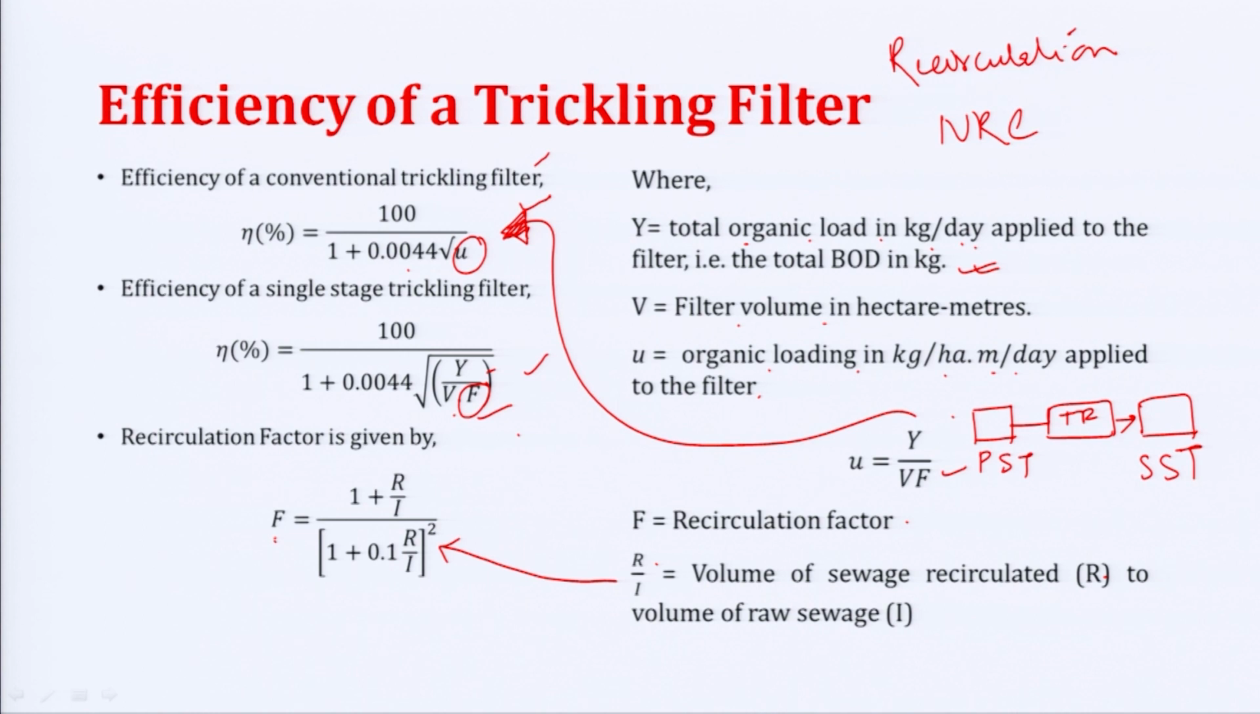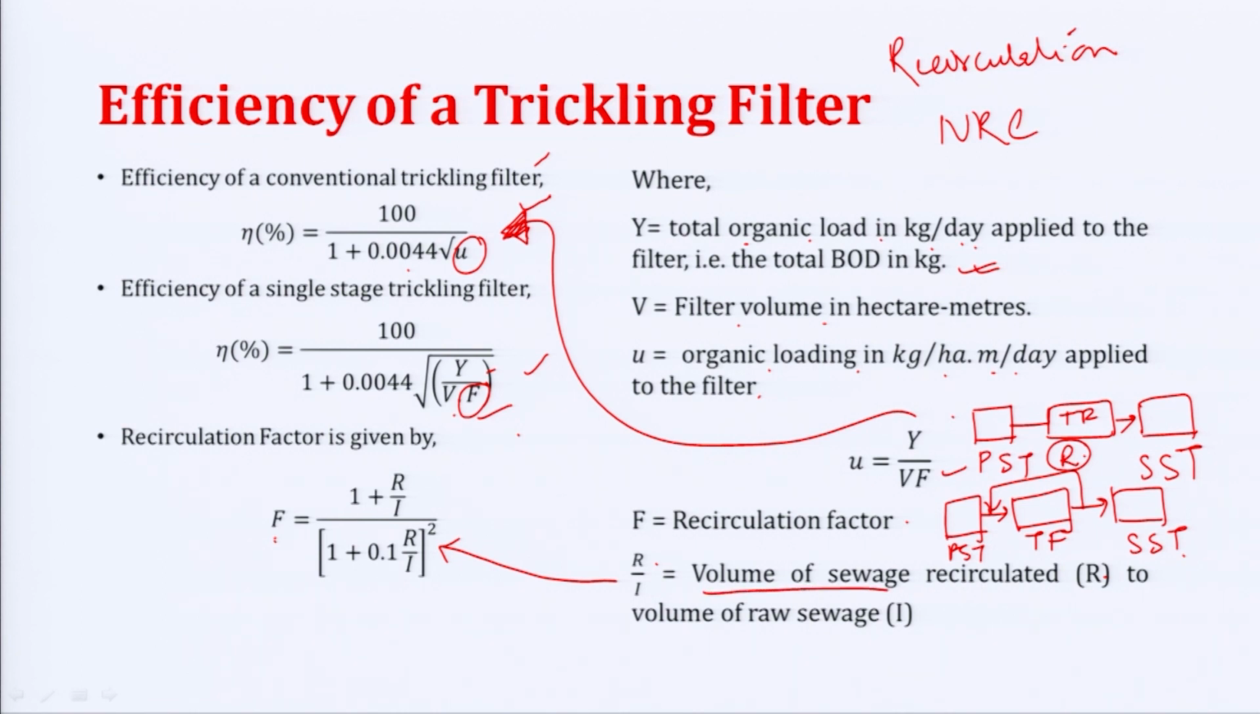In the case of a high rate trickling filter, we have a primary sedimentation tank followed by a trickling filter or a series of trickling filters, and a secondary sedimentation tank. This is a single stage trickling filter. The difference between low rate and high rate is that we have a recirculation factor R here. So, what is R?